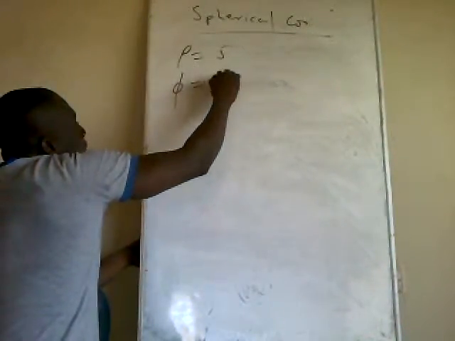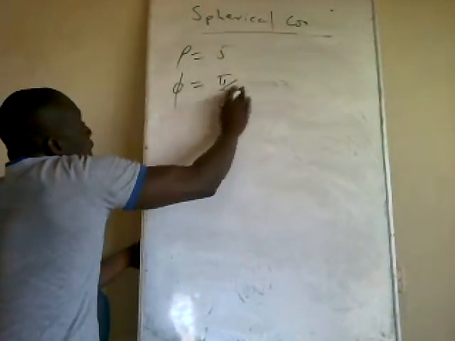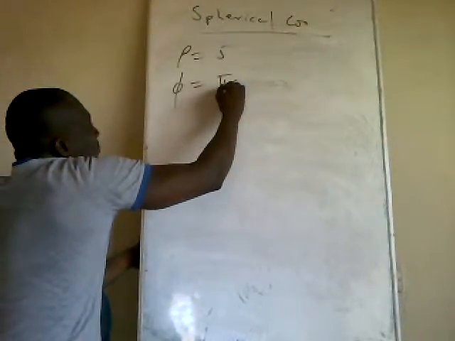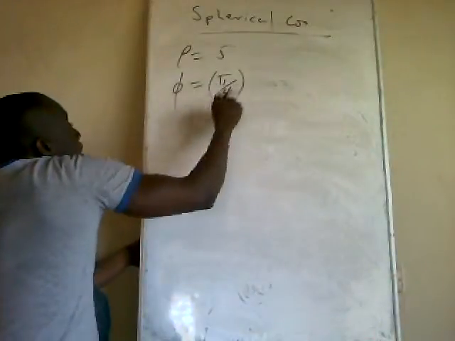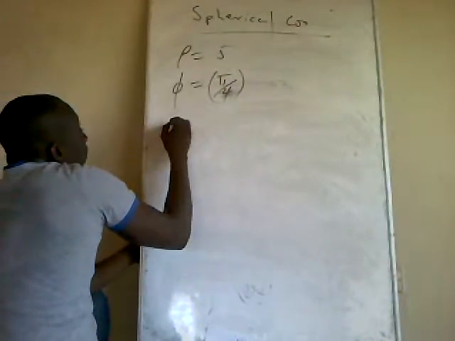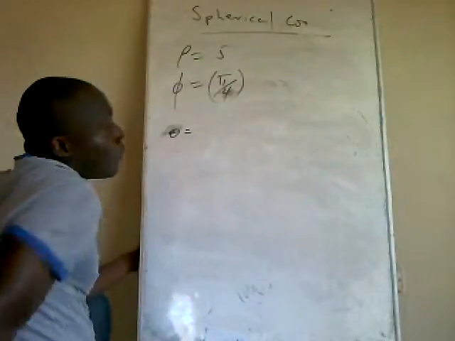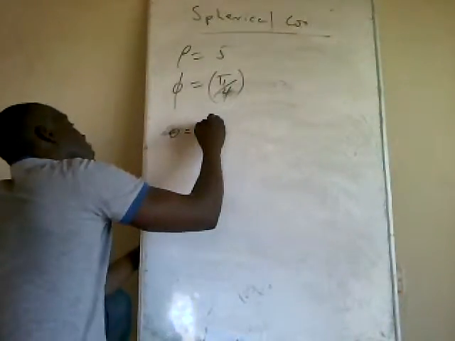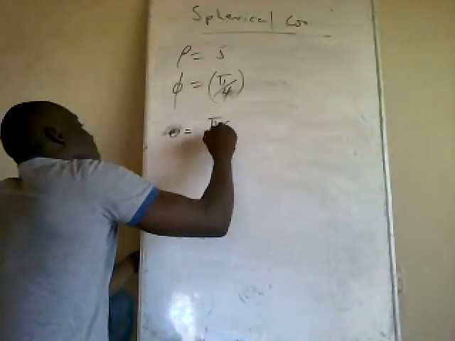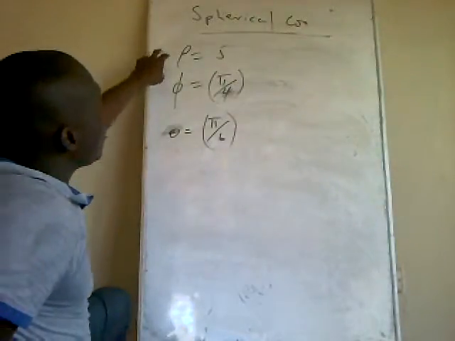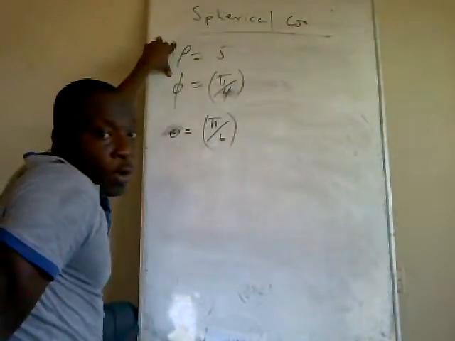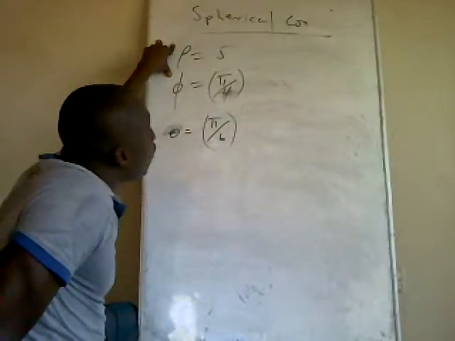Let's say phi is equal to pi on 4, and let's say theta is equal to pi on 6. Now let me start. Rho is equal to 5.